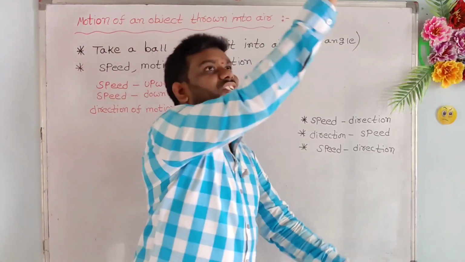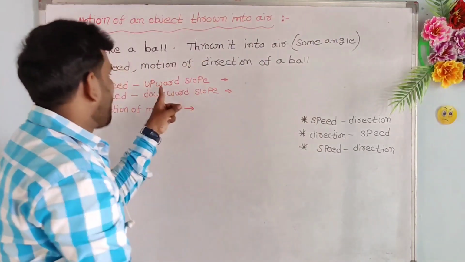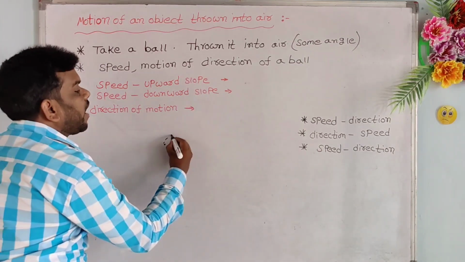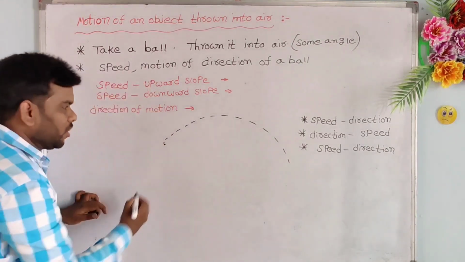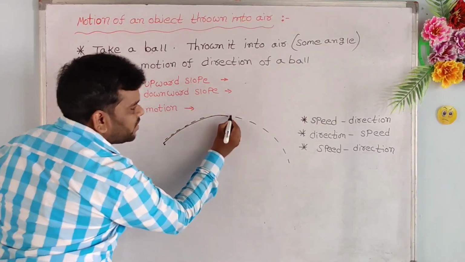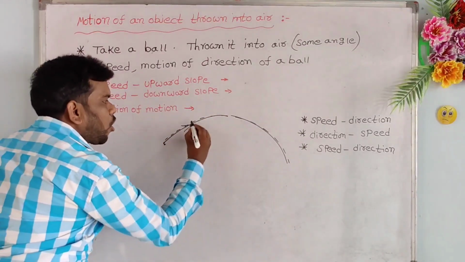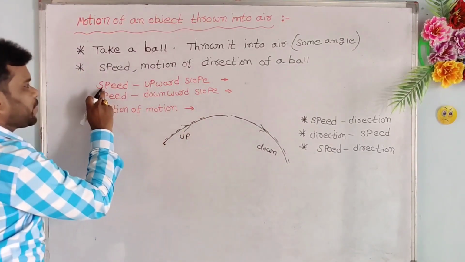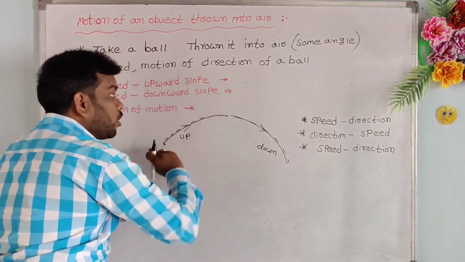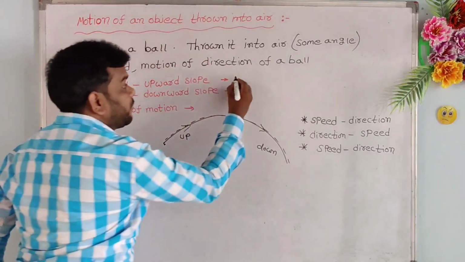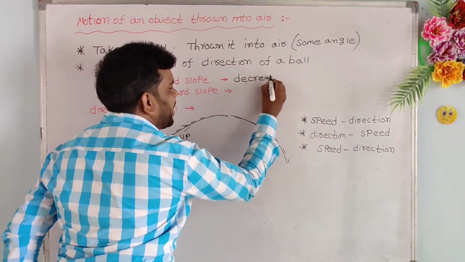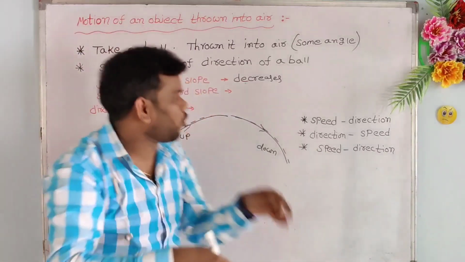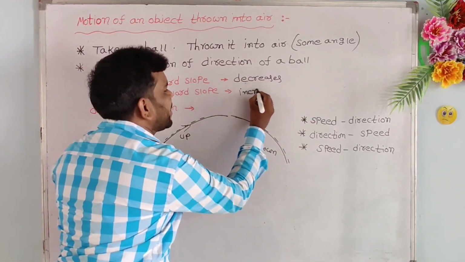So upward direction, upward slope. Here the ball is taken. ఇక్కడ నుంచి నేను విసురుతున్నాను, ఇది అలా వెళ్ళి అలా కింద పడుతుంది. So this is called the upward slope, this is called the downward slope. So here, the speed of the ball on the upward slope, ఇలా పైకి వెళ్తే ఏమవుతుంది? Definitely decreases. Excellent. Then the speed of the ball on the downward slope definitely increases.